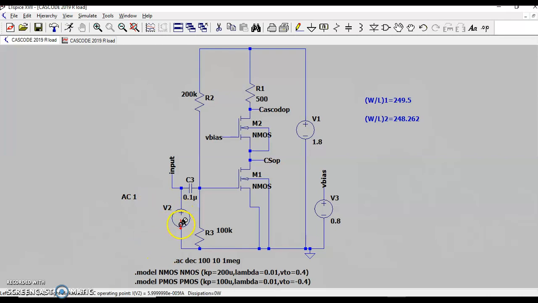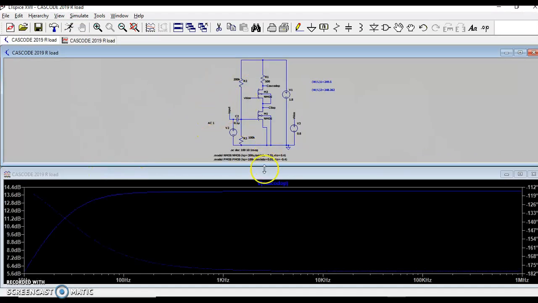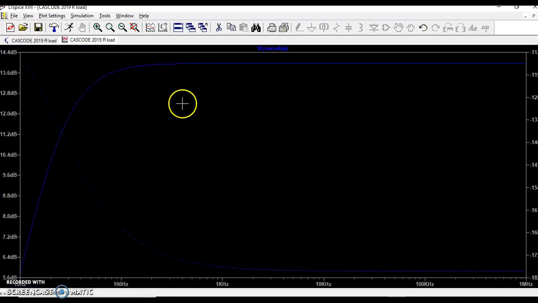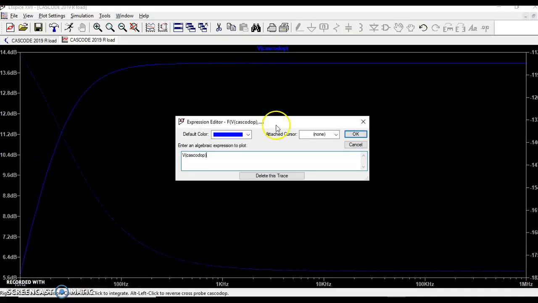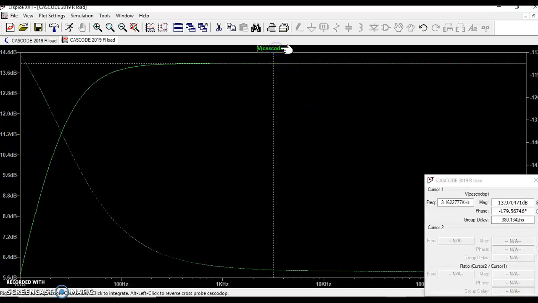I have applied an AC signal, so you can see AC of 1. So let me just run it and try to find out. We are expecting a gain of around 14 dBs. So I'm trying to find out what is the frequency response of this. Now this is the frequency response I'm looking at. Let me change the color of this if it is not properly visible. Now this is fine. If you can see what is the gain, this is around 13.97. So this is what we were supposed to get.